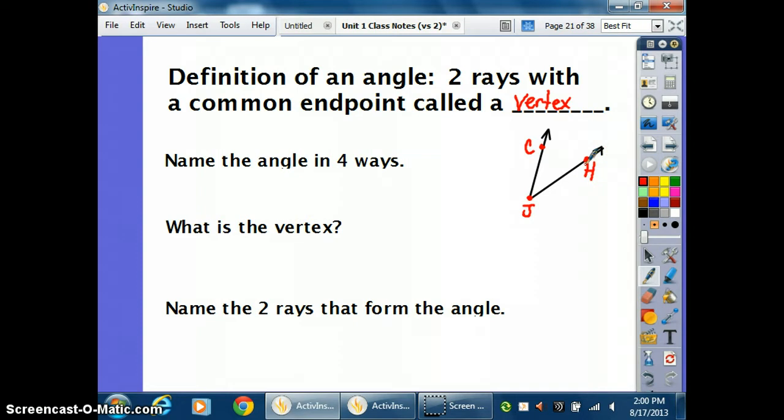Let's also call it a number in here. In the interior right here, we'll call this 2. All right, now we're going to name the angle in 4 ways.